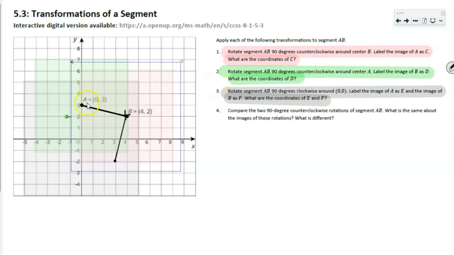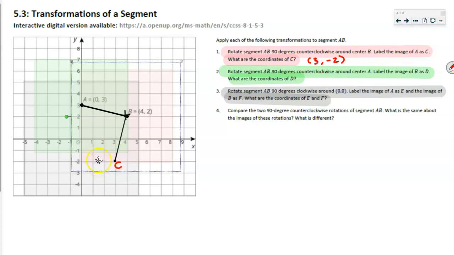What are the coordinates now? This was 0, 3. And this, let's label it the right way. It says rotate segment AB 90 degrees counterclockwise around B. Label the image of A as C. So here's C. And what are the coordinates of C? Ryan? Yeah, 3, -2. You see any pattern in how that changed? 0, 3 became 3, -2. I don't see any rhyme or reason to it.